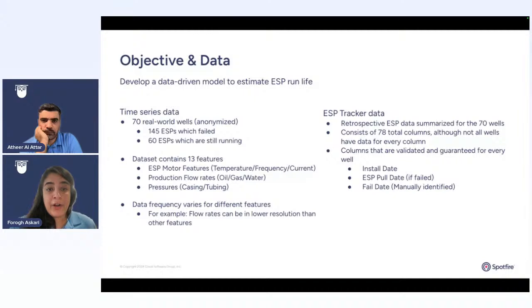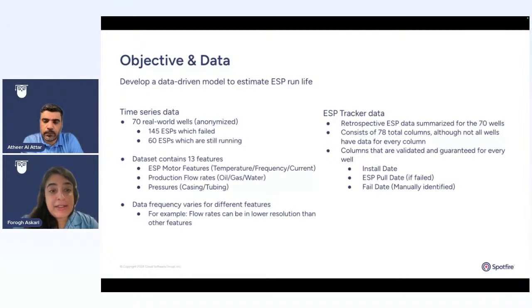But for today, what we have access to is a time series data set. These are 70 different wells that have been anonymized, and I just want to give a shout out to the VPX Machine Learning Challenge that happened last year. This is the anonymized data set that we're utilizing today. There are 70 wells with 145 ESPs which have failed within this time series data set, and about 60 of them that are still currently running.